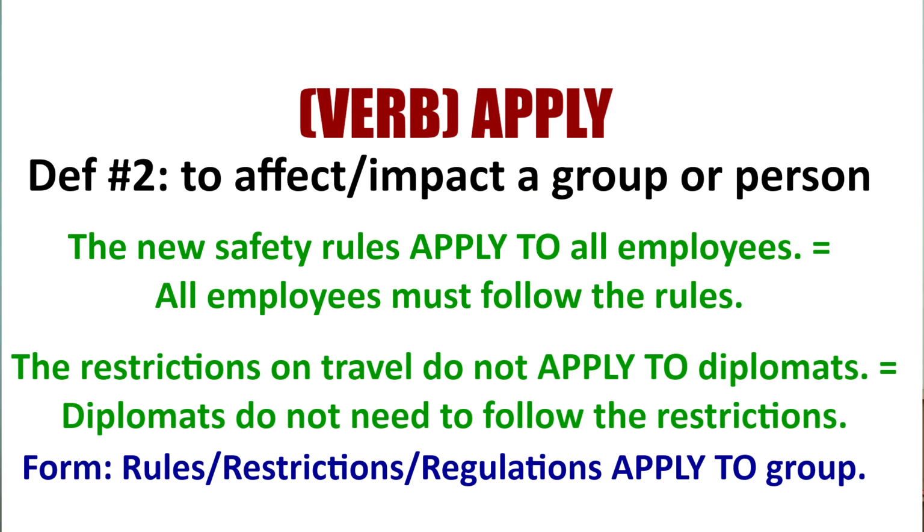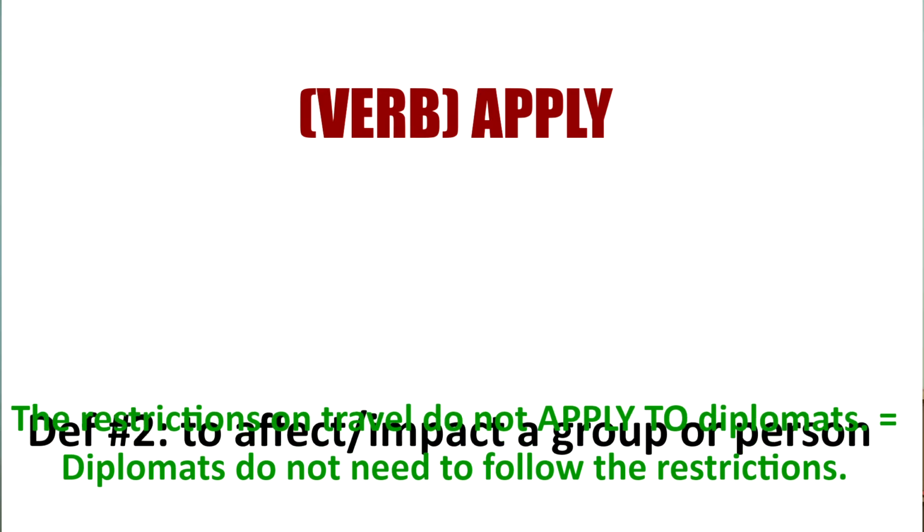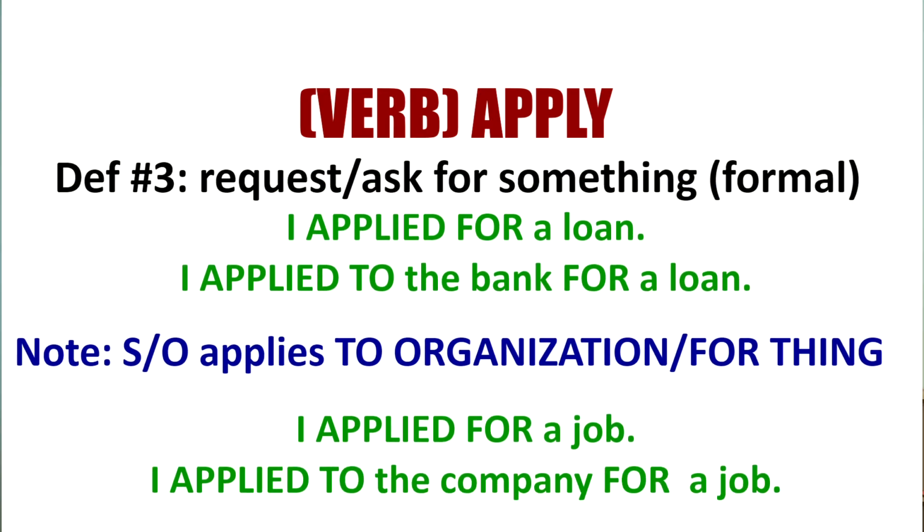And once again, as I mentioned, we look at laws. Laws should apply to all people, but sometimes they don't. Okay, the next form of apply is I applied for a loan. I applied to the bank for a loan. I applied for a job. I applied to the company for a job. So if somebody applies to an organization, they are making a formal request to the organization. If someone applies for something, that is what they want.